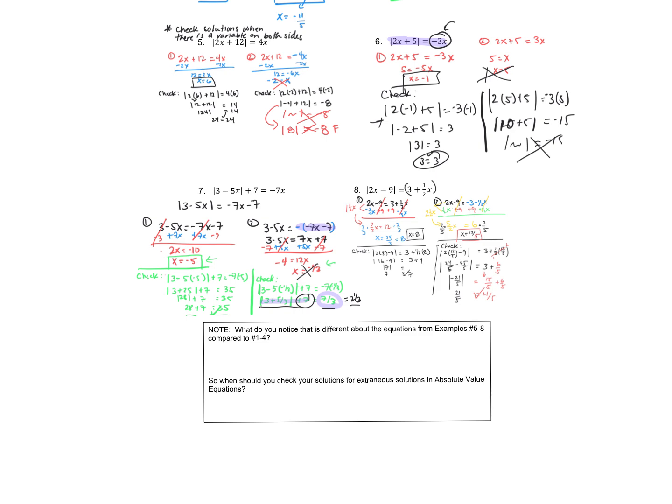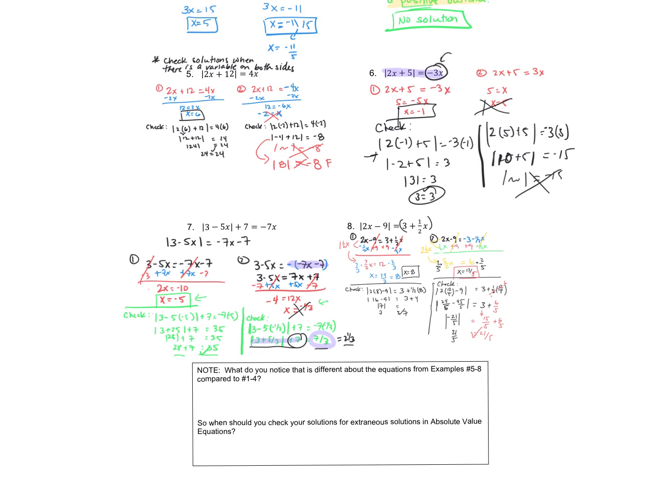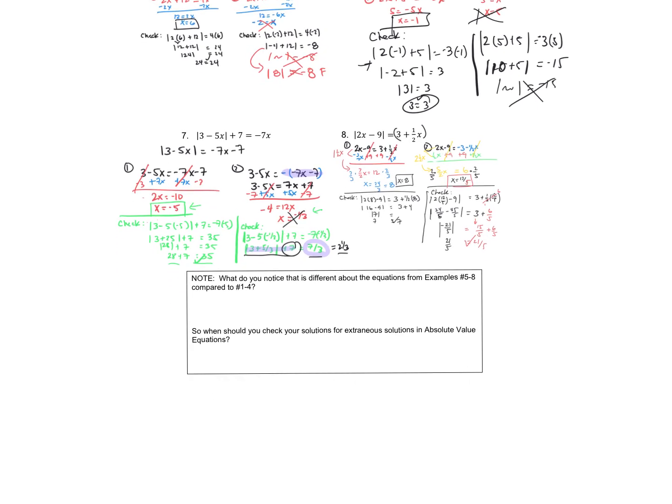Okay, so just a recap on what you make sure you do. You're always going to have to isolate the absolute value, write 2 equations, and make sure that the second equation is always the opposite, taking the opposite of what you have. And then check. You only have to check if you have variables on 2 sides. So let's look at this note.